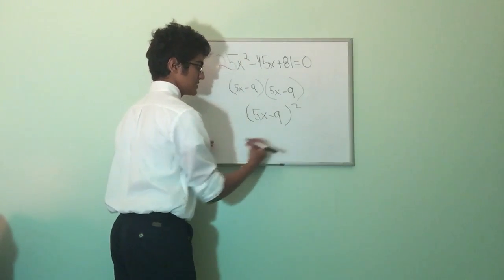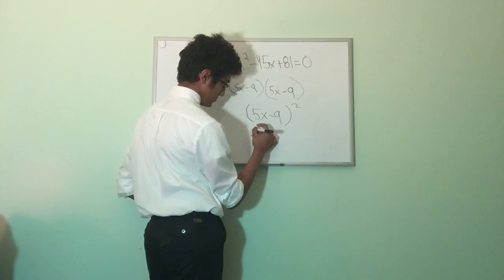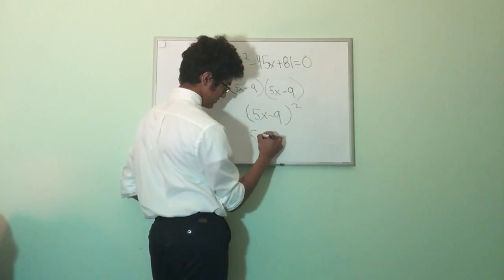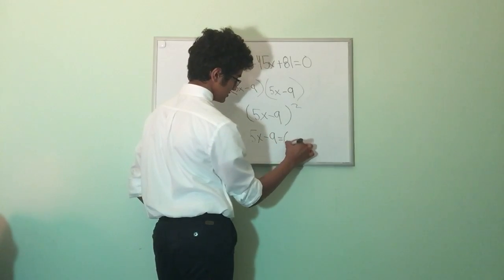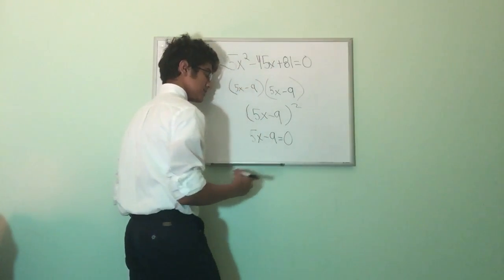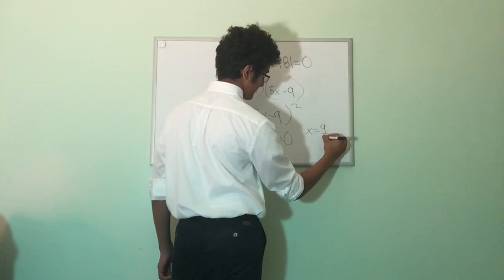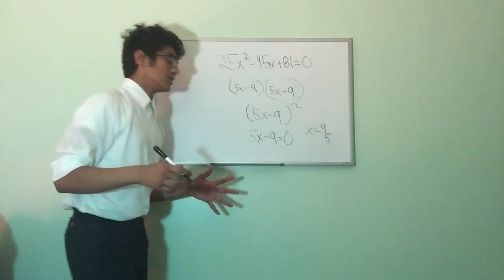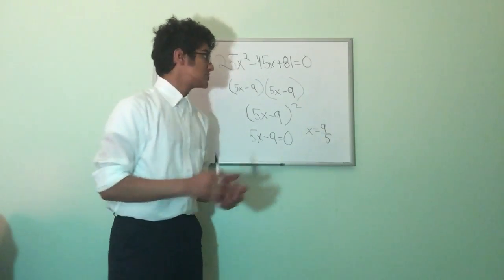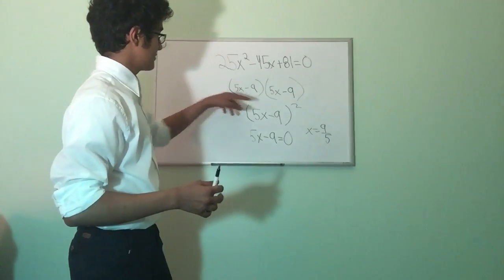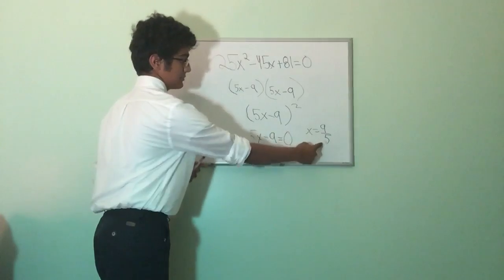Focus on the 5x minus 9, and you convert it into an equation and have it equal 0. 5x minus 9 equals 0. And then you just solve for the x value. You'll get x equals 9/5. So basically, you'll only have one solution to the quadratic equation if those binomials are the exact same. And yep, this would be your answer.